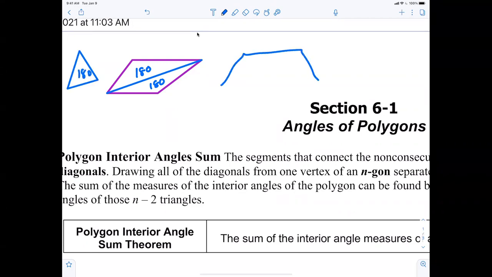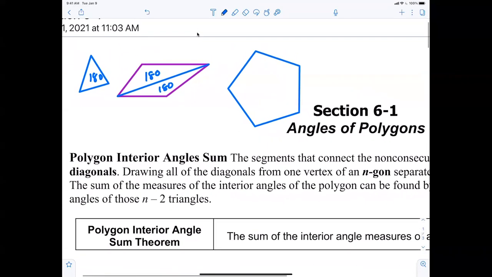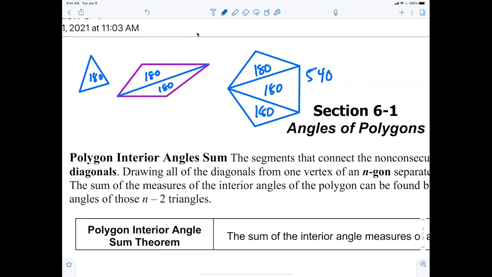So now, what do you call something that's five-sided? Pentagon. So what are the interior angles of a pentagon going to be? 540. Why is that? Because you're going to divide the pentagon into what? 3 triangles. Everybody see that? And so each triangle adds up to what? 180. All right, so that's 540 degrees.